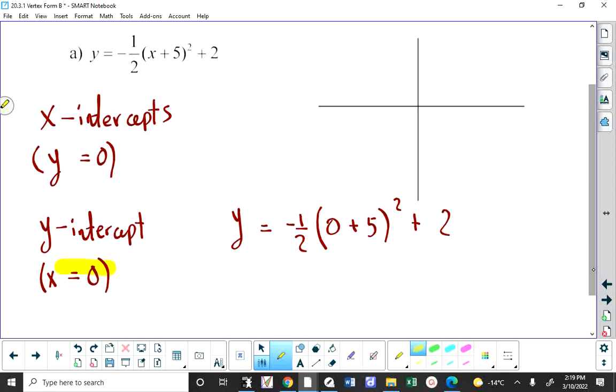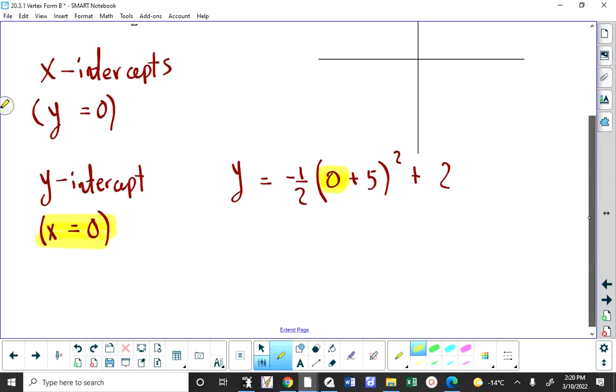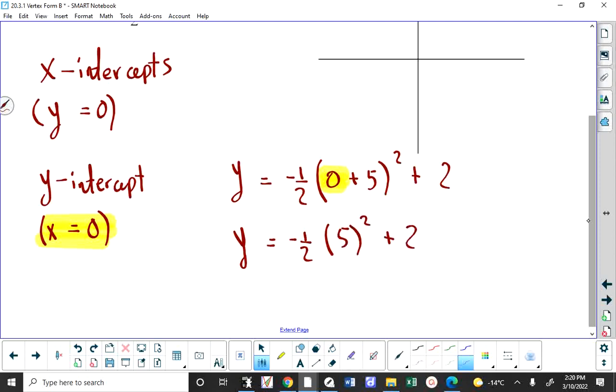We're finding a y-intercept, so we changed x to 0. Now, if you take a look at what we have here on the right-hand side of the screen, we just have to calculate what that y is. We have to take all those numbers and crunch them together. So the y-intercept will be equal to -1/2. 0 plus 5 is 5. We have to square that, plus 2. So we have -1/2 times 5 squared, which is 25, and then plus 2.